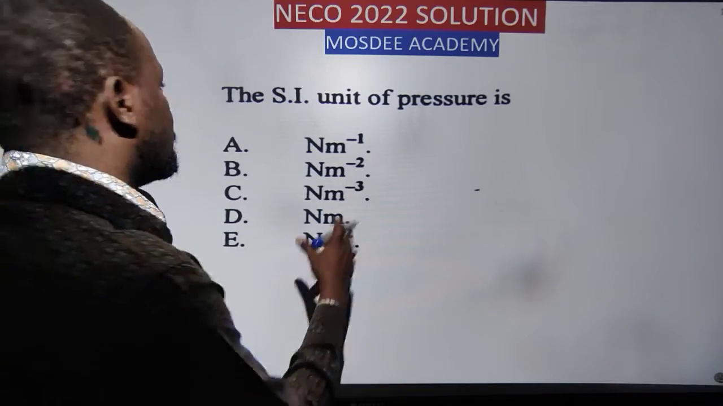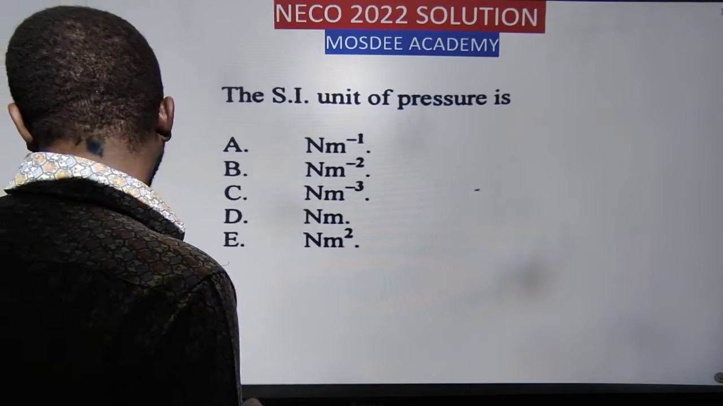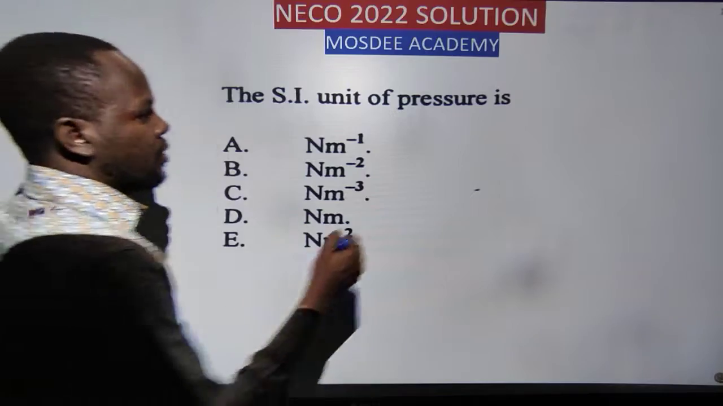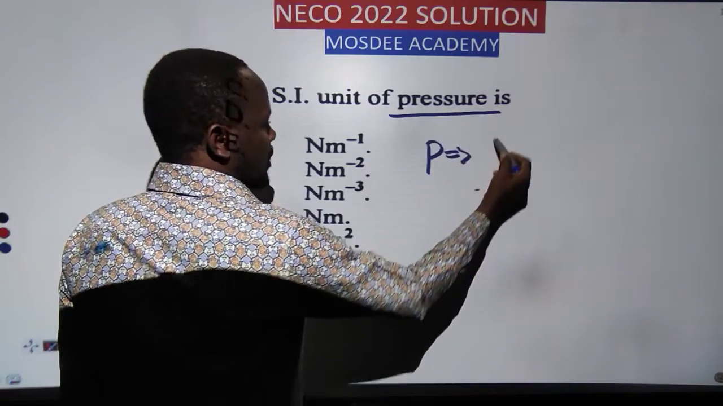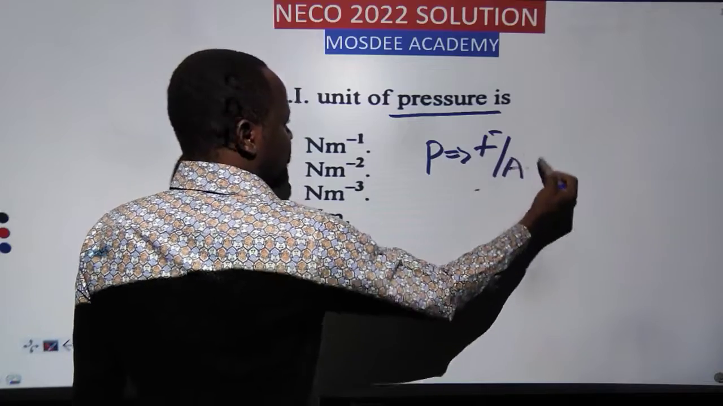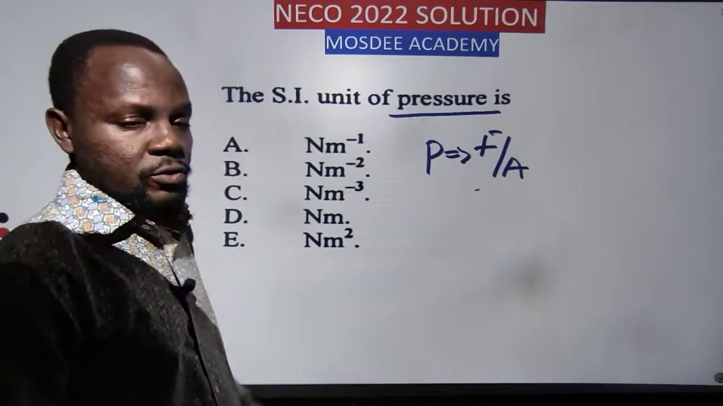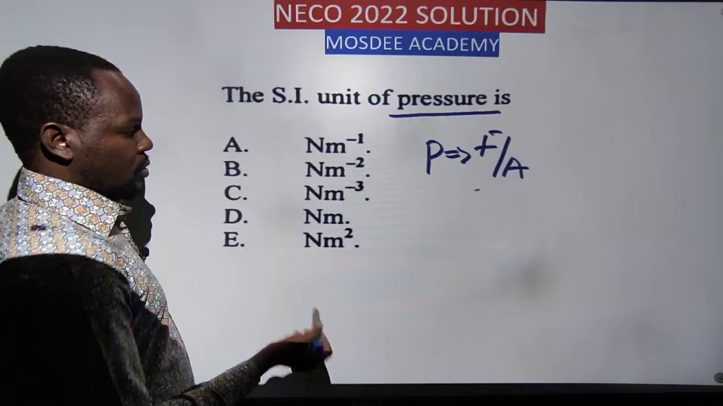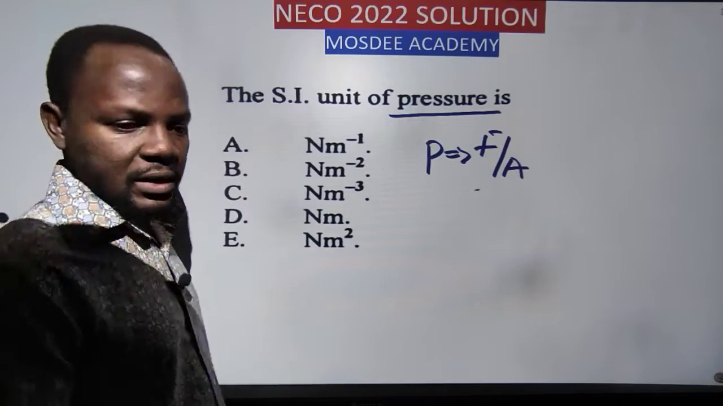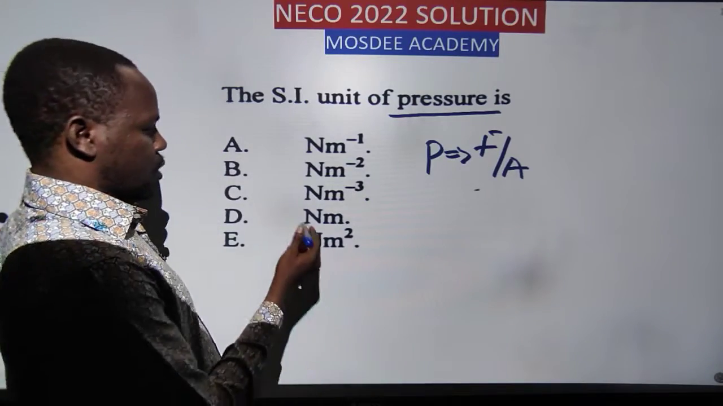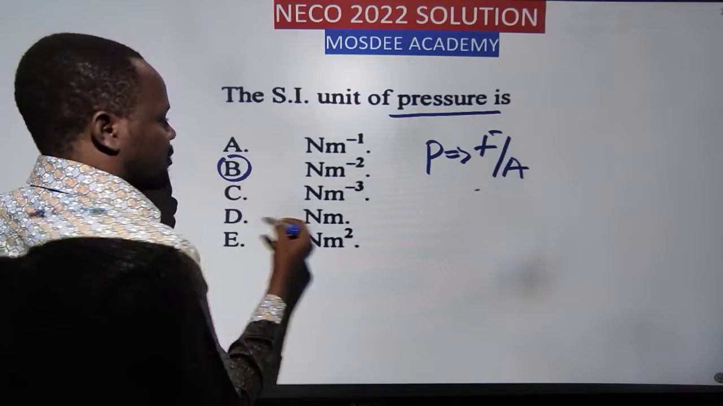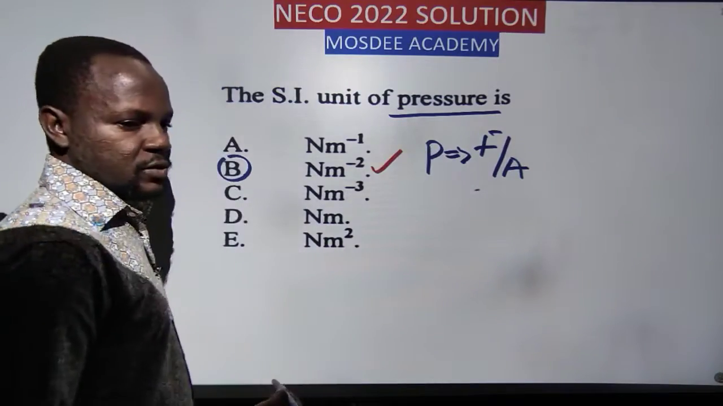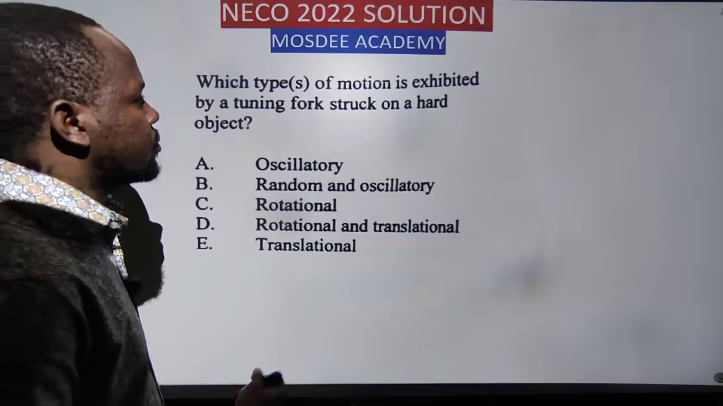Now the first question for Neco 2022 is asking us to find the SI unit of pressure. From junior classes, you might have studied that pressure is force over area. Force is measured in Newton, area is measured in meter square. So that is Newton per meter square, which definitely will give us option B. So B is correct for the first question. This is the right answer to that question. Then the next question.